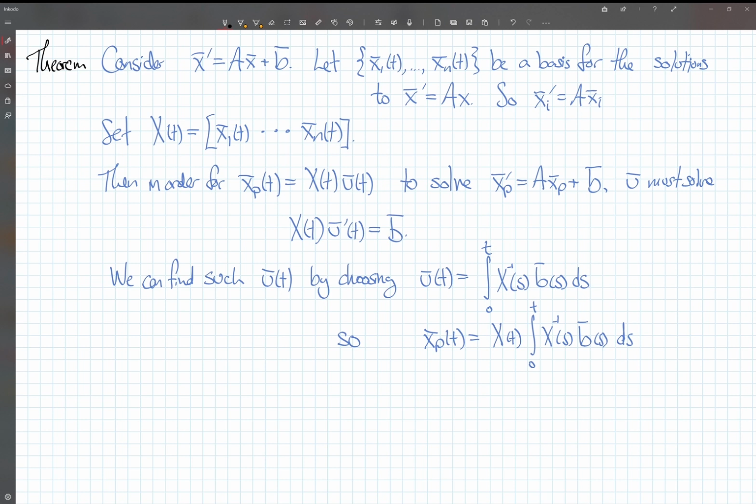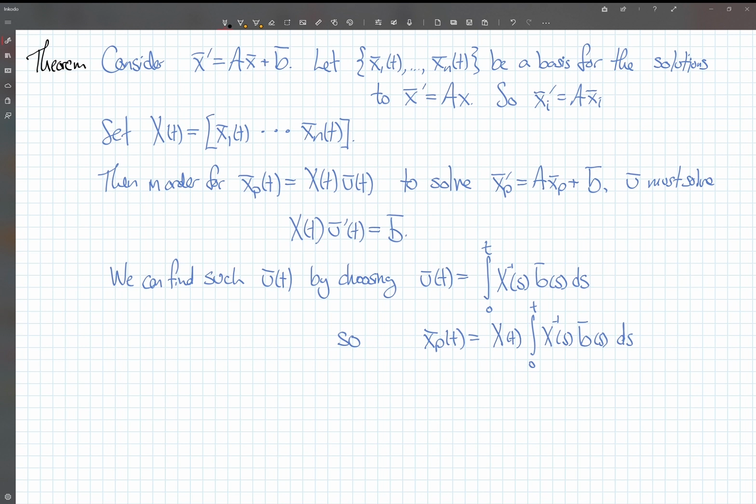Here is that translation. Okay, this theorem is a doozy, so let's go through it step by step and figure out what each part of it means. First of all, we start with our non-homogeneous equation. I've written A here, but you can think of this as A of t. This will work if the coefficient matrix depends on t.